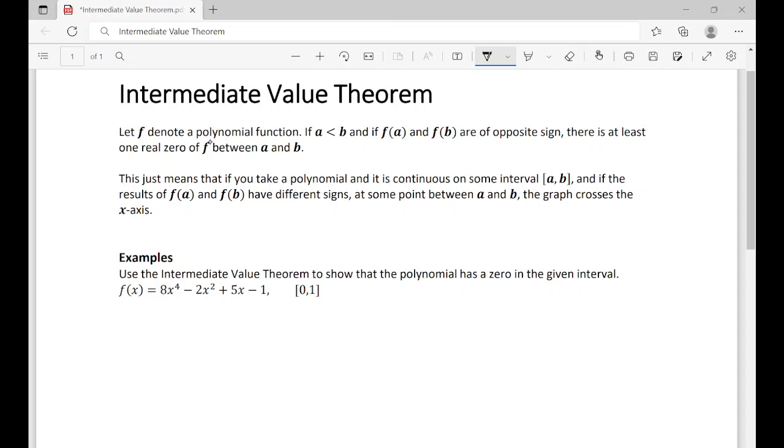Let f denote a polynomial function. If a is less than b, and if f of a and f of b are opposite signs, there is at least one real zero of f between a and b. What does that mean? It just means that if you take a polynomial and it's continuous in some interval from a to b, and if the results of f of a and f of b have different signs, meaning one is positive and one is negative, at some point between a and b, the graph crosses the x-axis.